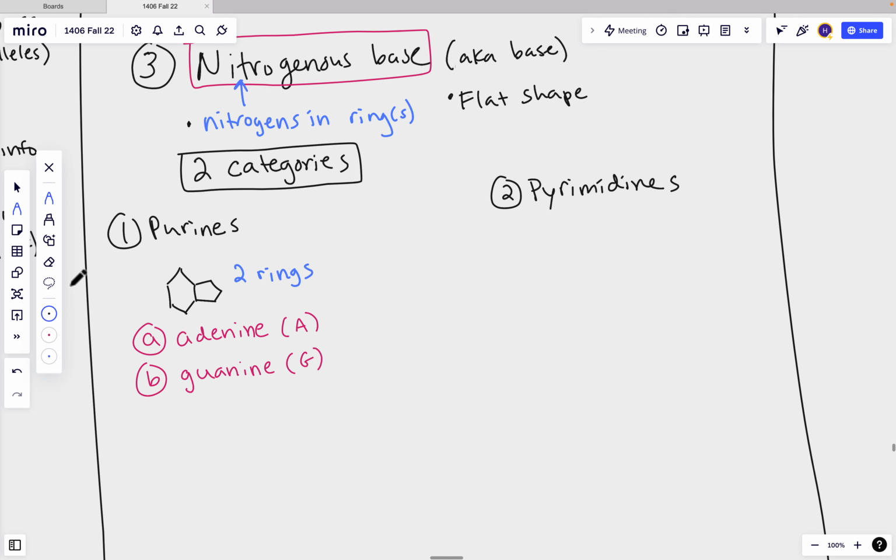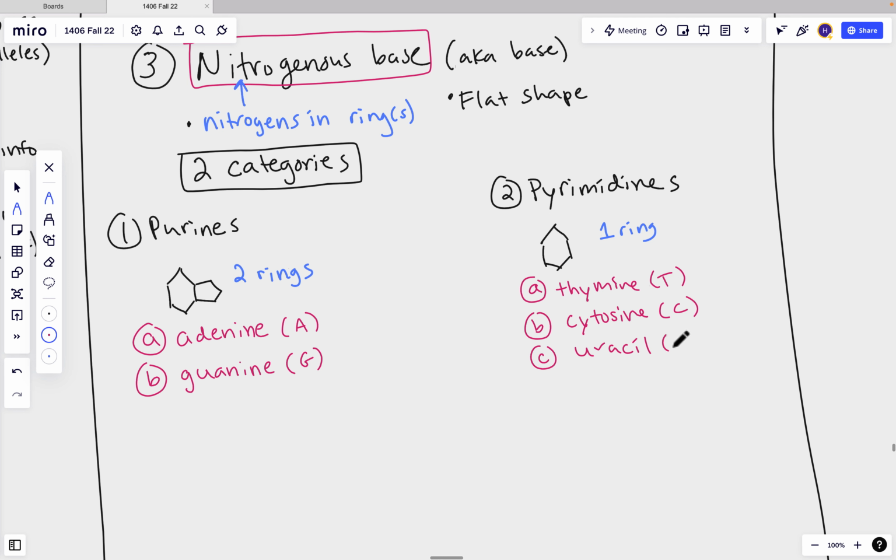Pyrimidines have a single ring. And those guys are 3 different bases: thymine, T, cytosine, C, and uracil, U. It's all capital letters, so I'll draw it like that.